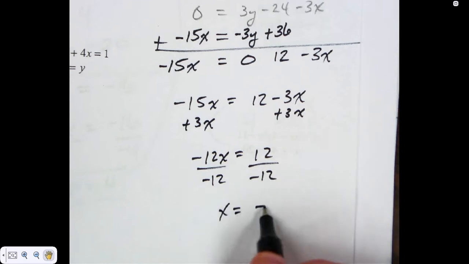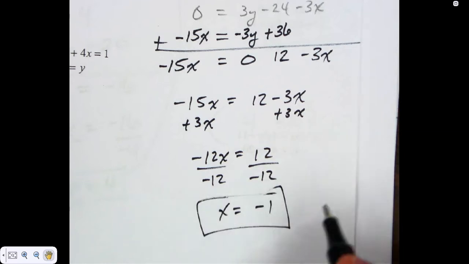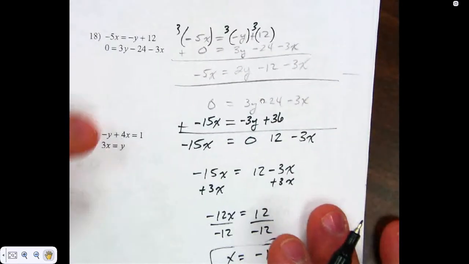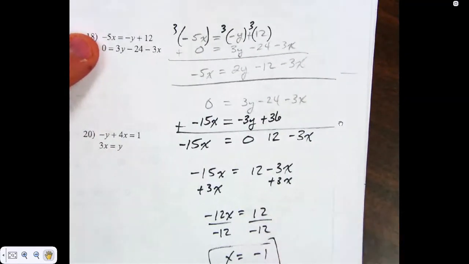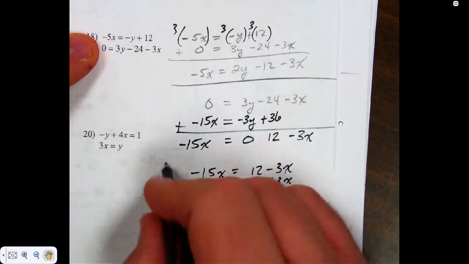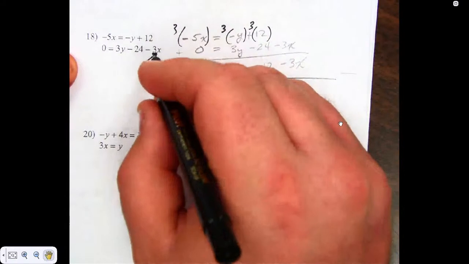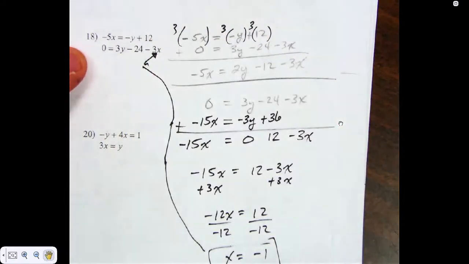X is equal to what? Negative 1. Okay, which one you want to plug it into, the top or the bottom? Bottom. Okay. So it would be 0 is equal to, I've got to put it in here for x, right? So I've got to put it in right there. So 0 is equal to 3y minus 24 minus 3 times whatever x is, and it's negative 1, right? Everyone agree? So 0 is equal to 3y minus 24 plus 3. 0 is equal to 3y minus what? 21?